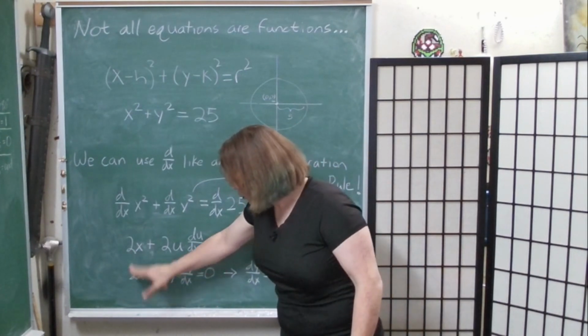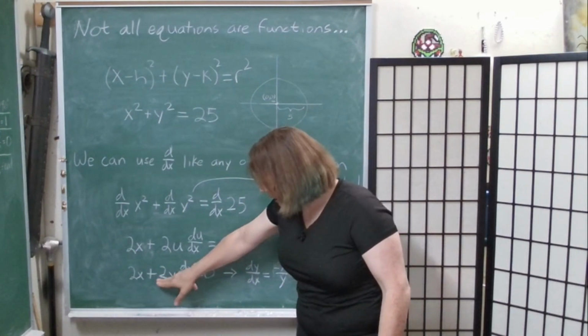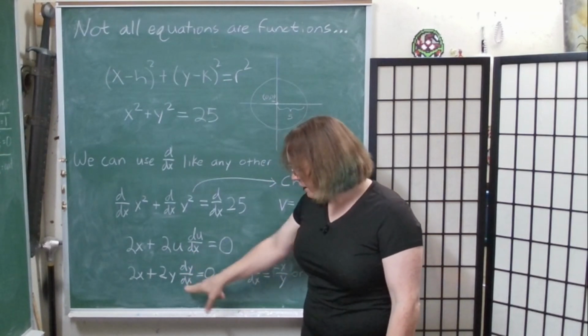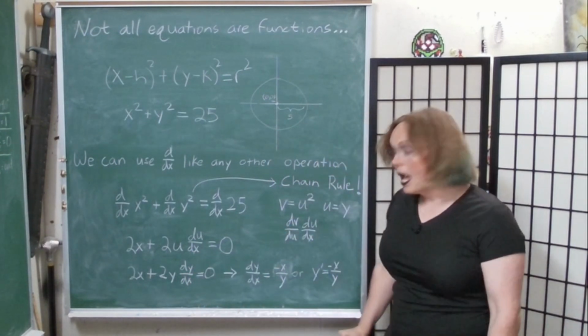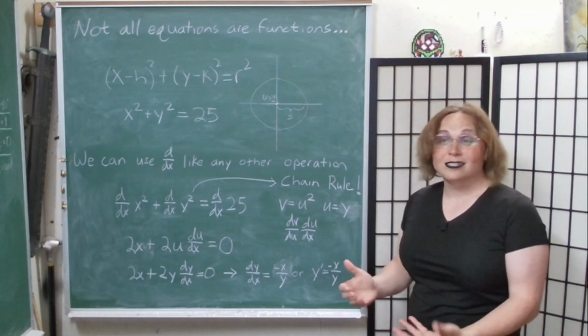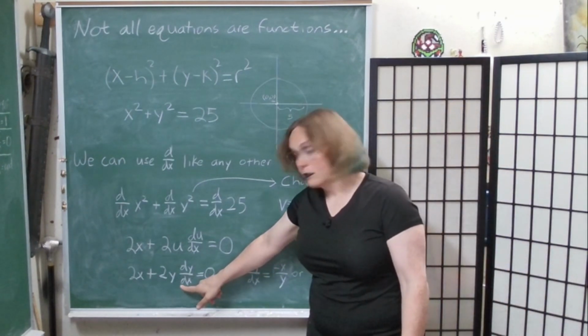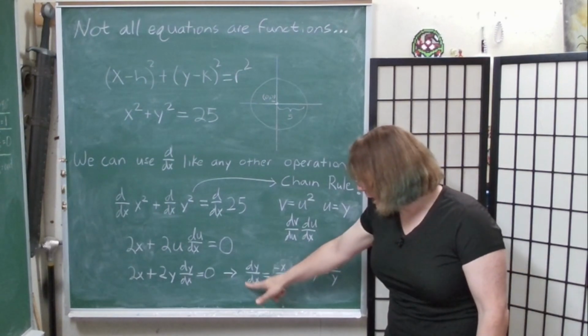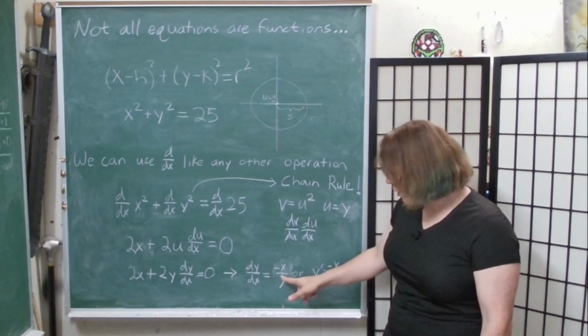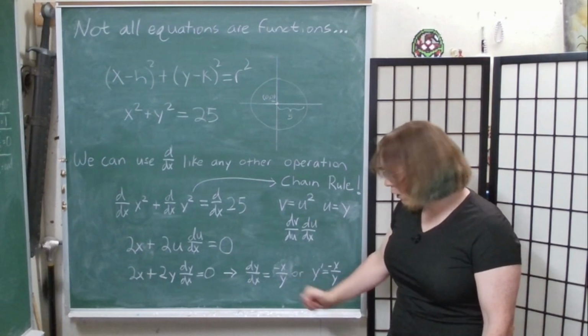So then when I write it out and I've replaced my u's with y's, what I get is 2x plus 2y times the derivative of y, don't know what it is, equal to 0. And then the last step here is I simply solve for my derivative of y. And when I do that, I get that my derivative of y is equal to negative x over y.